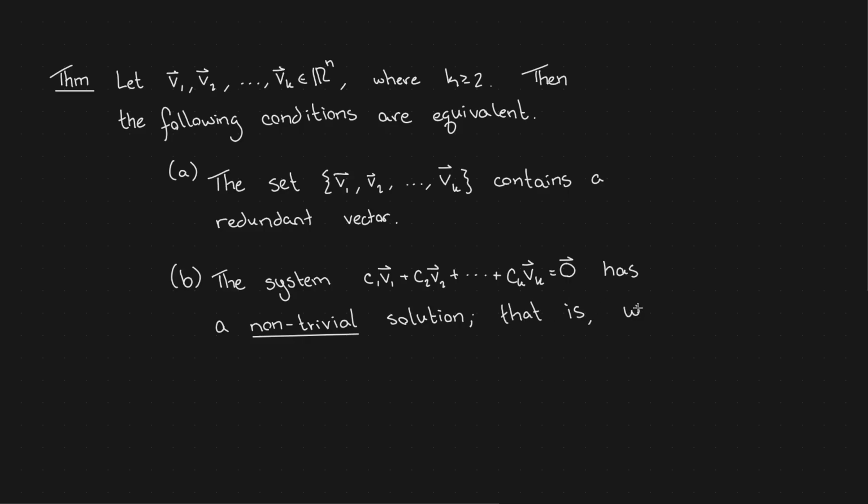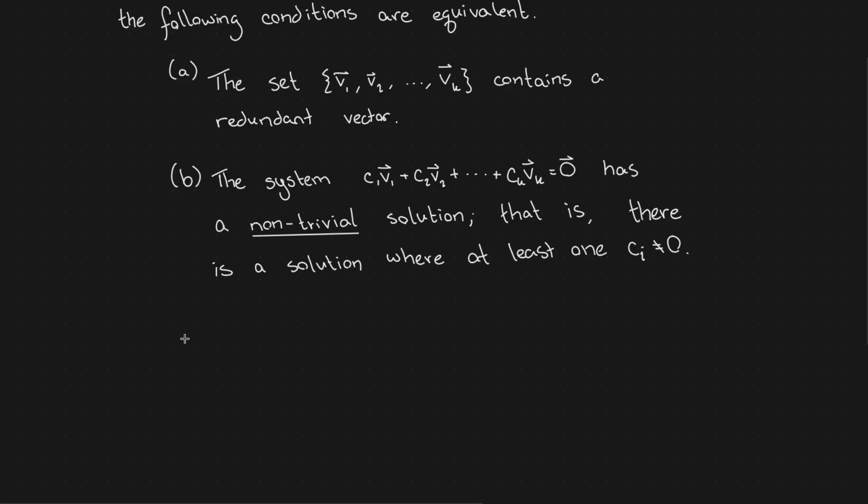That is, there is a solution where at least one of the c's is non-zero. And condition C, one of the vectors can be expressed as a linear combination of the others.